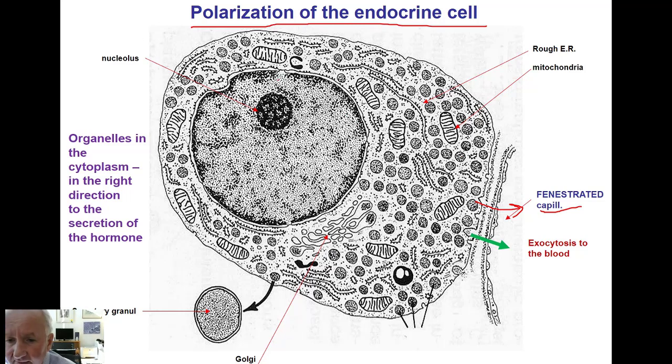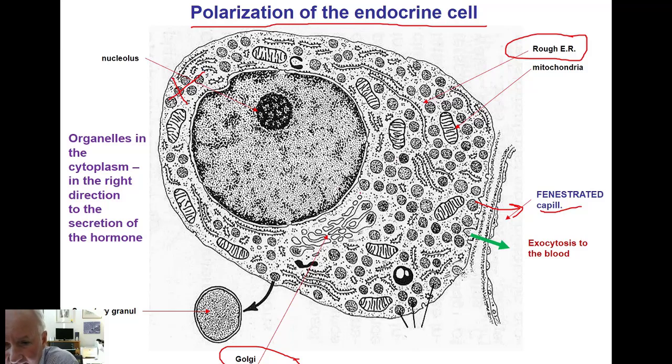That means the orientation of the most important organelles in the cell, for example the rough endoplasmic reticulum or the Golgi apparatus, logically has to be more in the direction of the capillary, and not on the opposite side. There is not the capillary and there is not the blood.